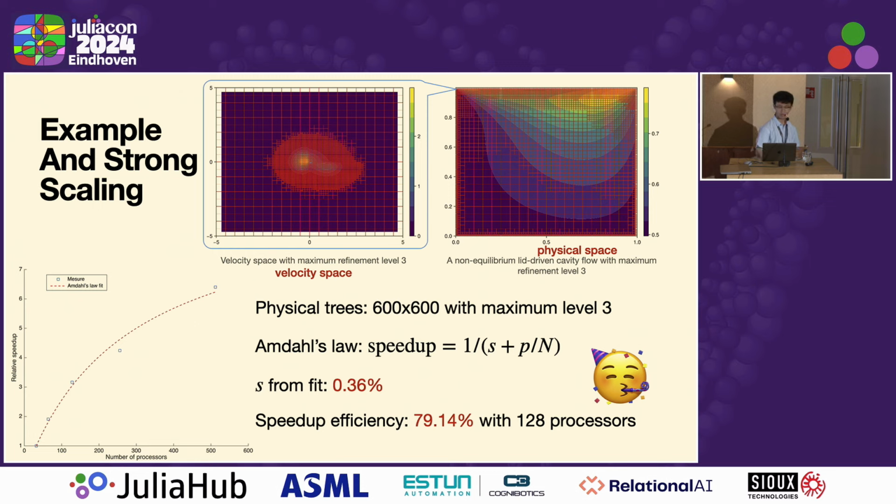Thus, adaptive refinement in velocity space is crucial, and the situation is exactly the same in physical space. For this case study, we increased the grid scale. The scale is still not large, but anyway, we tested the solver's strong scaling on this grid. The serial proportion accounted for only about 0.36%, achieving about 80% efficiency on 128 cores. Given the grid scale, these results are quite satisfactory.